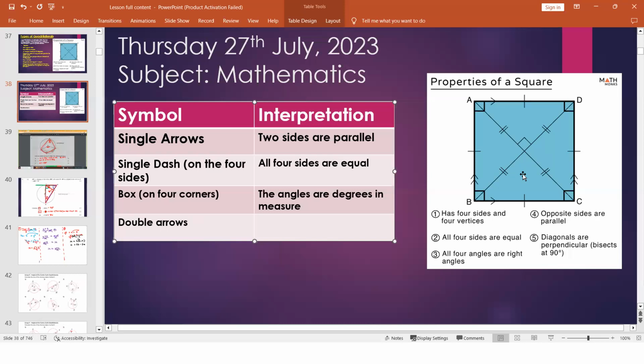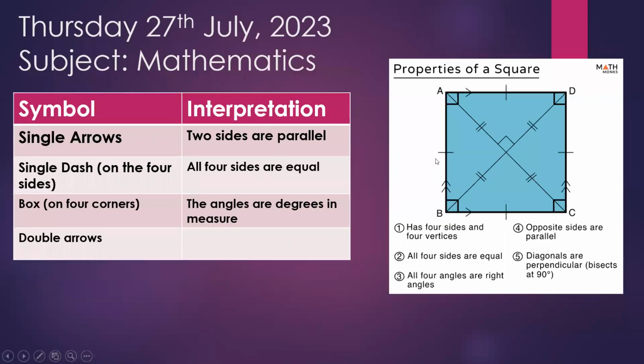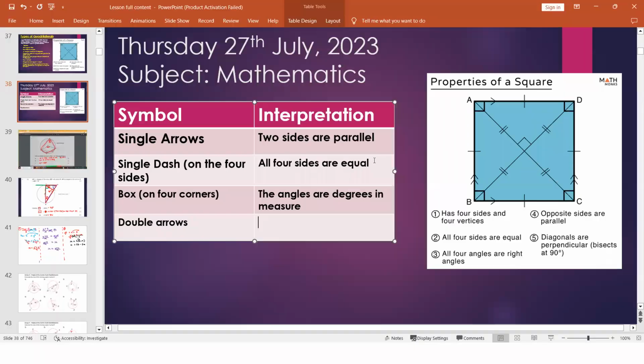The lines are parallel. We can't have parallel angles. Sorry, they do not. The lines are parallel, very good. Or the opposite sides are parallel, okay? So when you have the double arrows here, it means that these two lines, these two sides are parallel. So two sides are parallel.